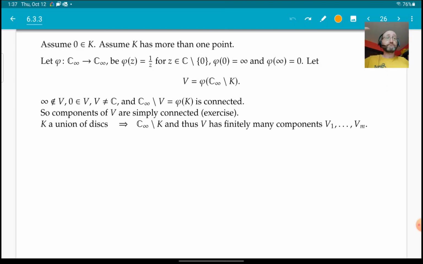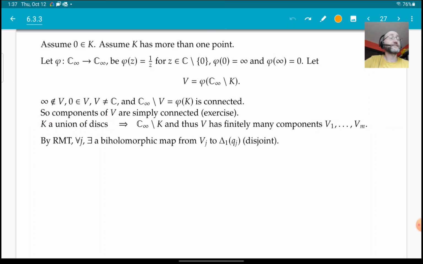Now there could be multiple components, but k is a union of disks, so both k and its complement are going to be nice enough. It can have at most finitely many components. That's not hard to see. So v has at most finitely many components. We're going to call them v1 through vm, and those are all simply connected.